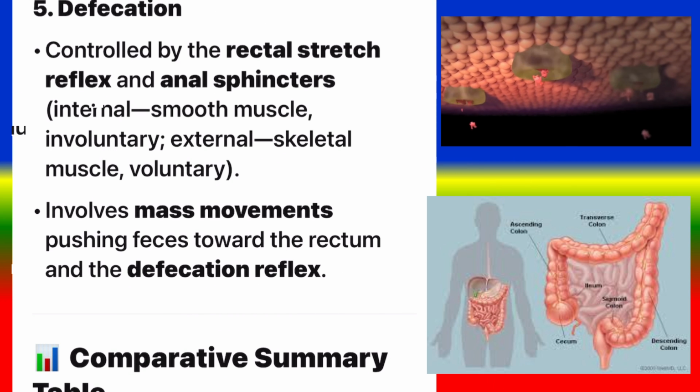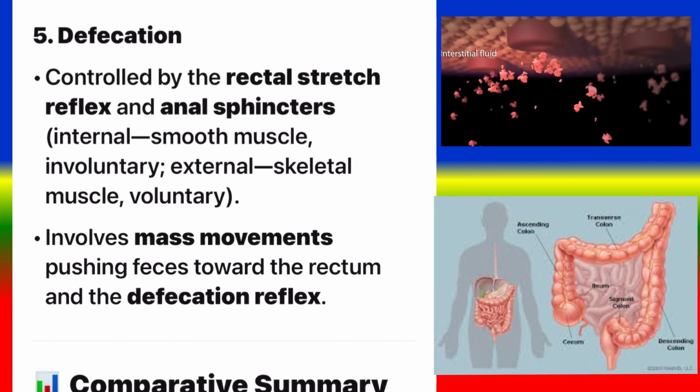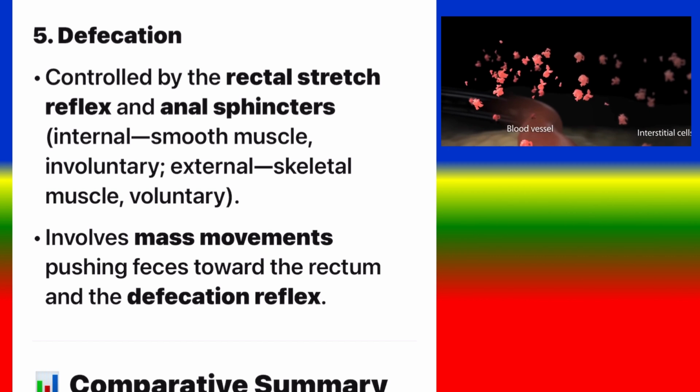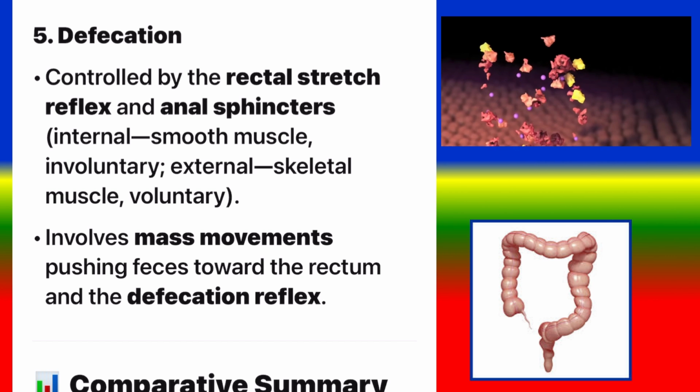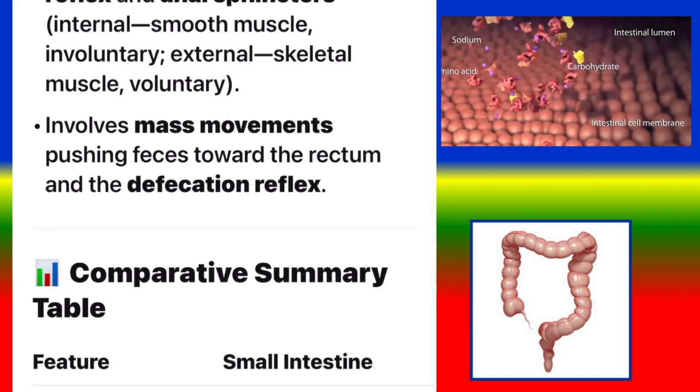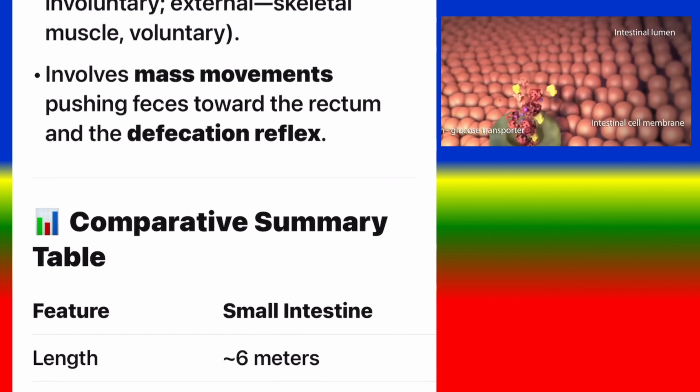5. Defecation. Controlled by the rectal stretch reflex and anal sphincters. Internal sphincter: smooth muscle, involuntary. External sphincter: skeletal muscle, voluntary. Involves mass movements pushing feces toward the rectum and the defecation reflex.